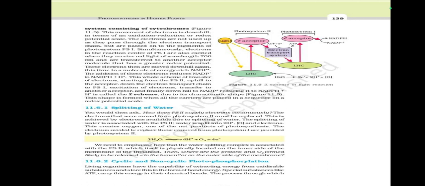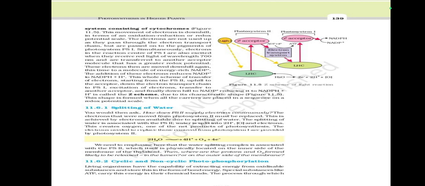when they receive red light of wavelength 700 nanometers and are transferred to another acceptor molecule that has greater redox potential. These electrons are then moved downhill again, this time to a molecule of energy-rich NADP positive. The addition of these electrons reduces NADP+ to NADPH + H+.